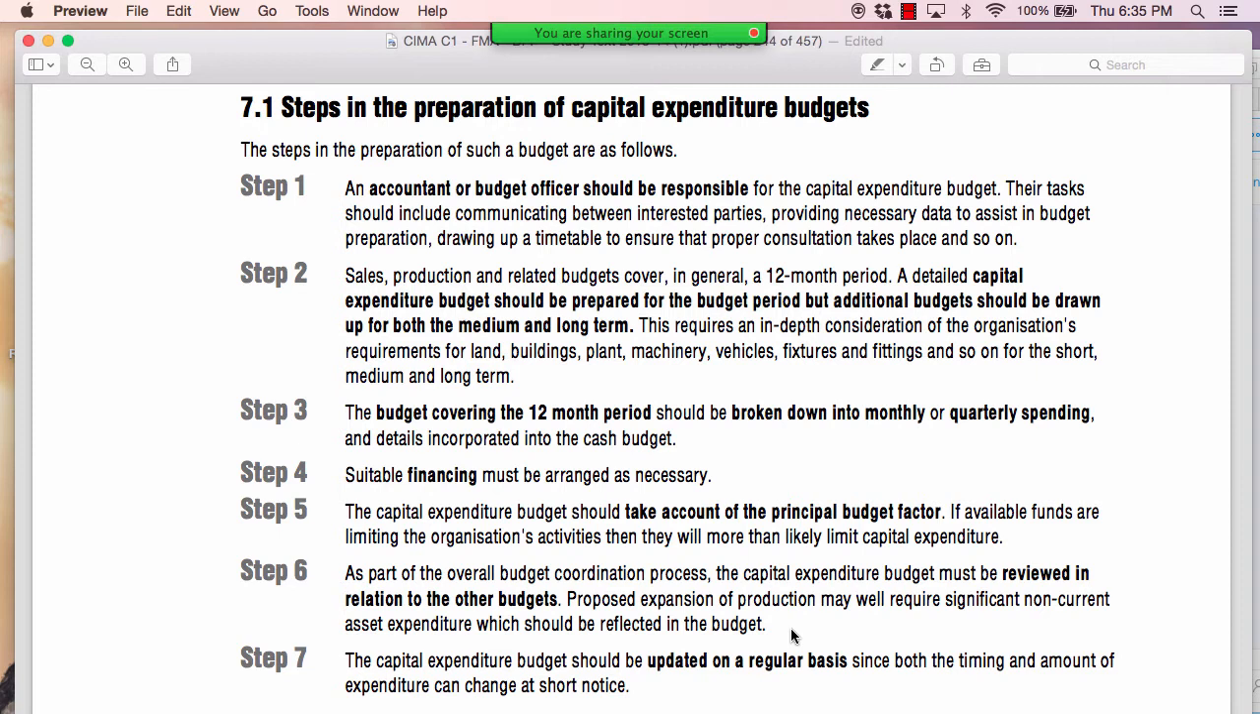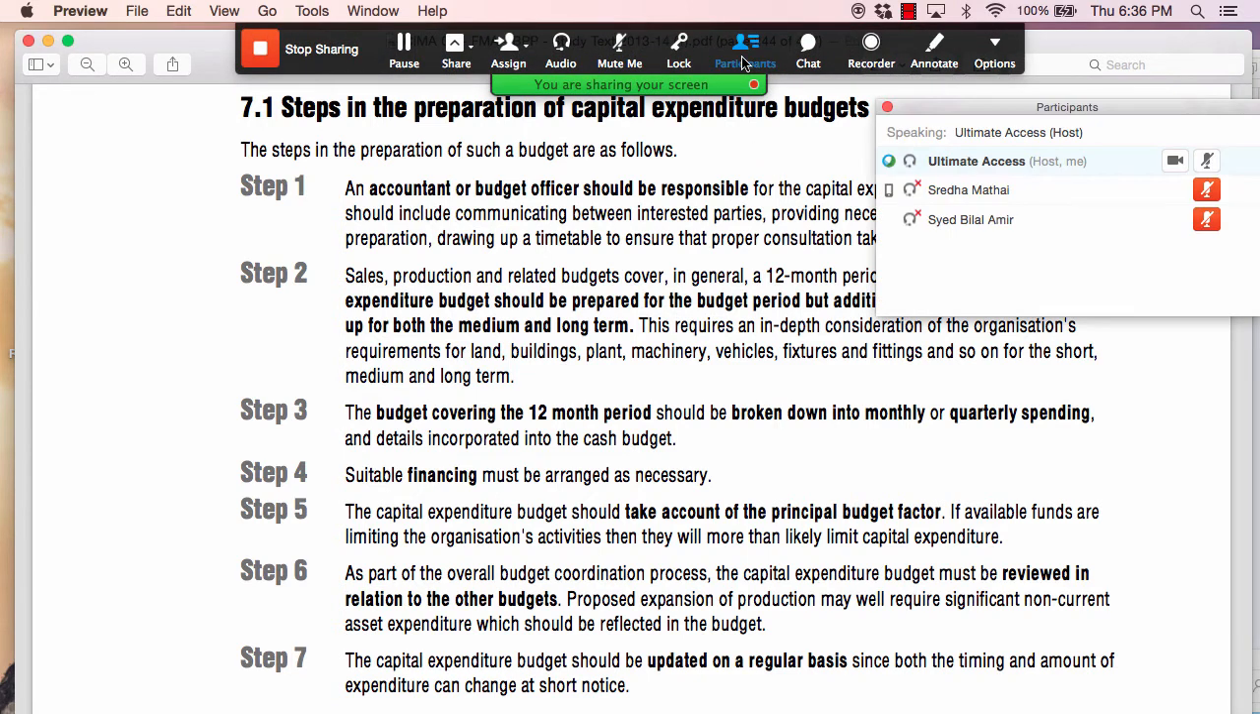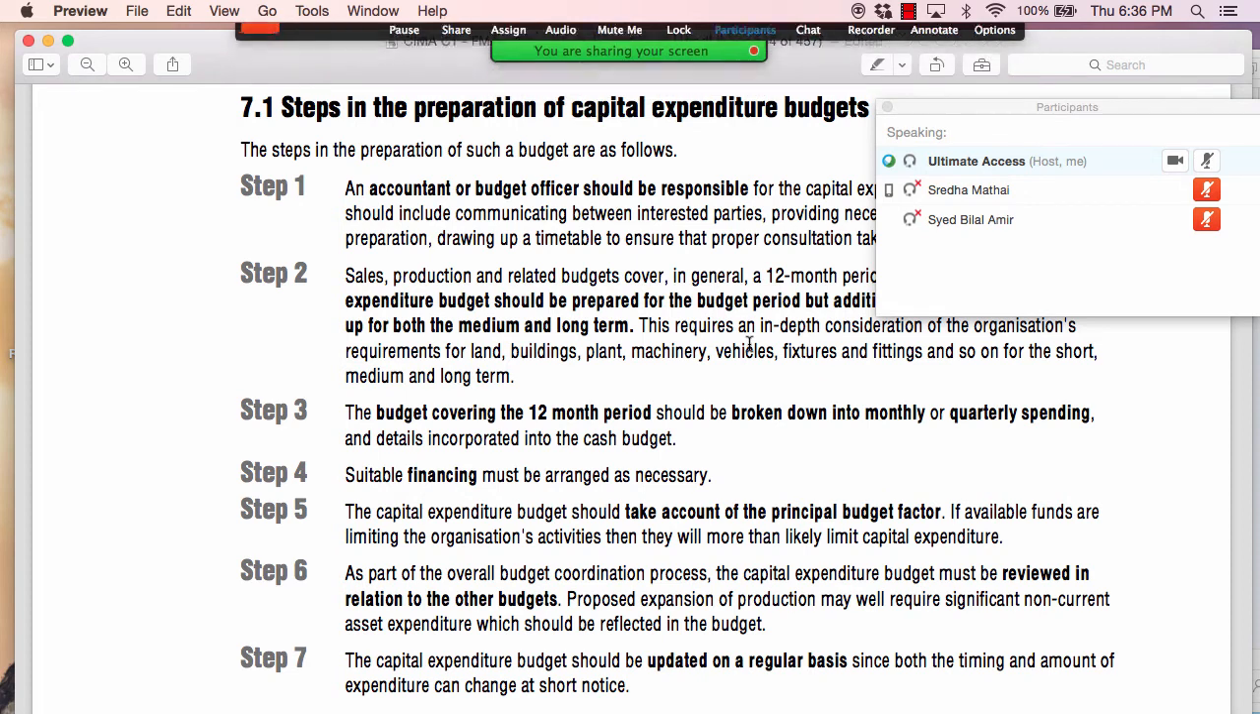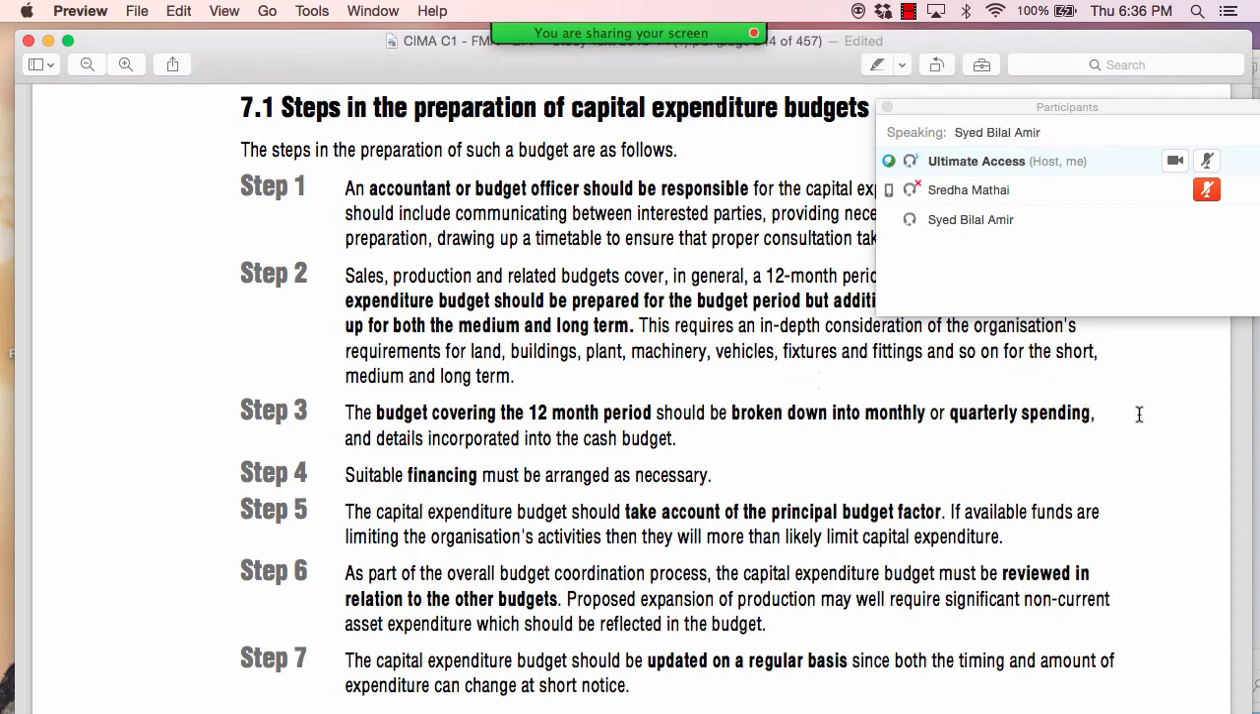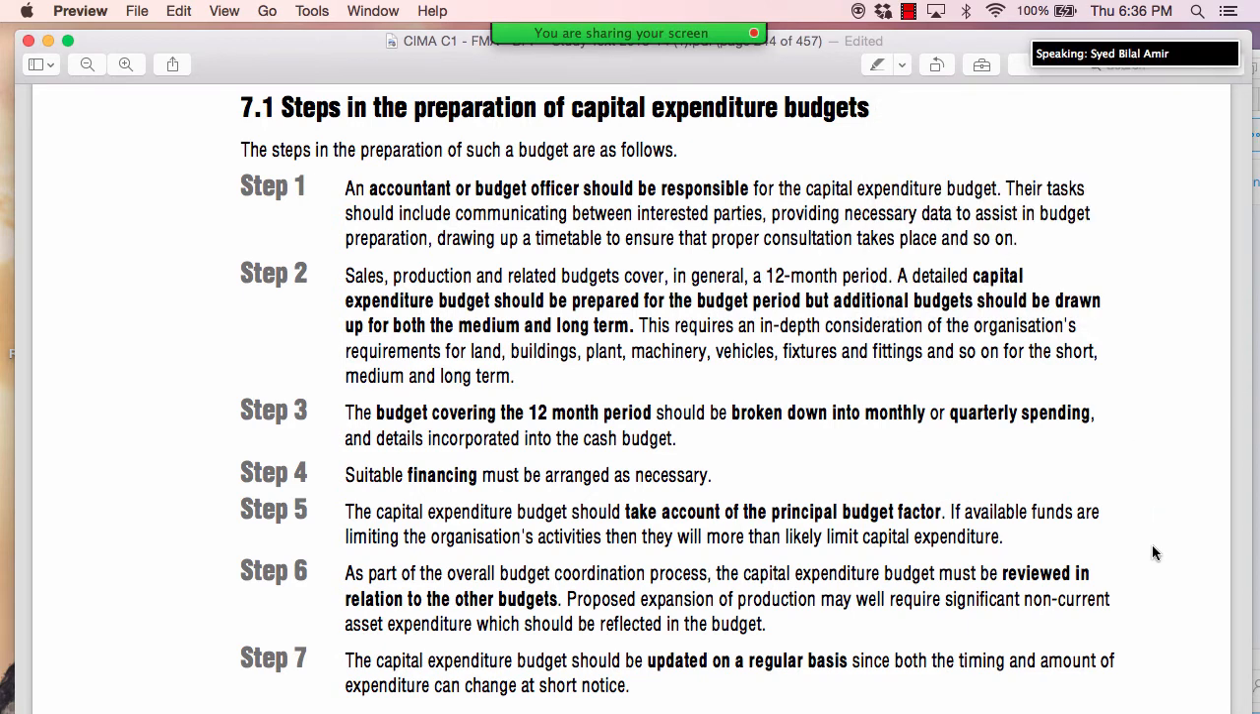Now let's do an example of this. Syed, give me a capital expenditure budget item. What do you think? A vehicle? Okay, or a new computer system? Let us work on a vehicle.